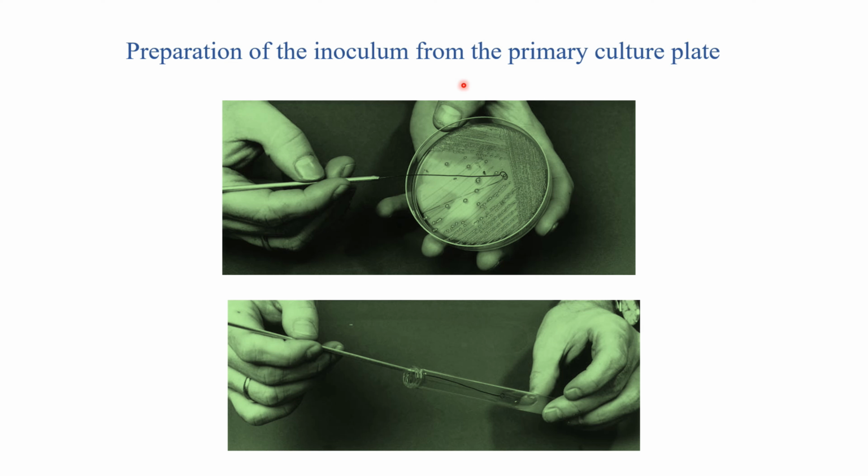Preparation of inoculum from primary culture plate. So this is the primary culture plate. Here you can see there are many colonies in the primary culture plate, and each colony represents a single type of organism. One colony we will take with the help of this inoculating loop, and we will inoculate this single colony into a liquid culture or broth, and this broth may be sterile water, nutrient broth, or peptone water. And this is the first step.